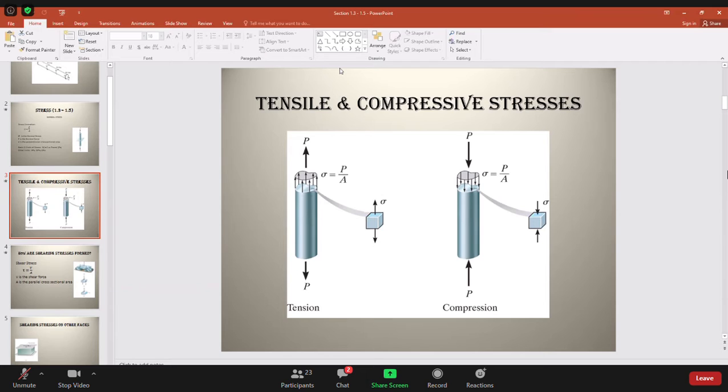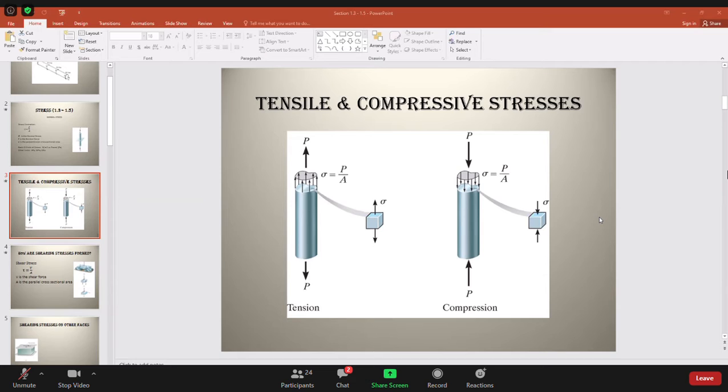Now we go on to look at the next kind of stress, which is called shearing stress. So basically stress is of two types, normal stress and shear stress. The normal stress we just talked about is called sigma. Sigma is defined as P over A. It can be tensile, it can be compressive.